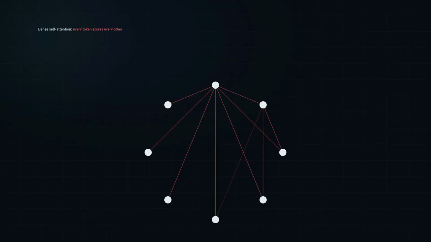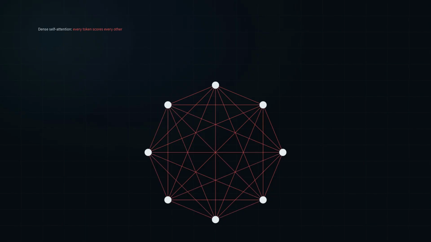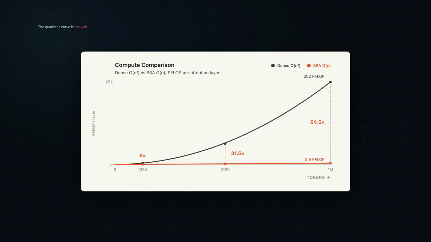Meet the villain. It's a single curve. A traditional transformer runs dense self-attention. Every token looks at every other token, scoring every possible pair. That means cost scales as n squared. Double the context and you quadruple the compute. That quadratic curve is the wall. It's what caps how long any prompt can get. So is long context just a hardware money problem? No, it's an architecture problem.